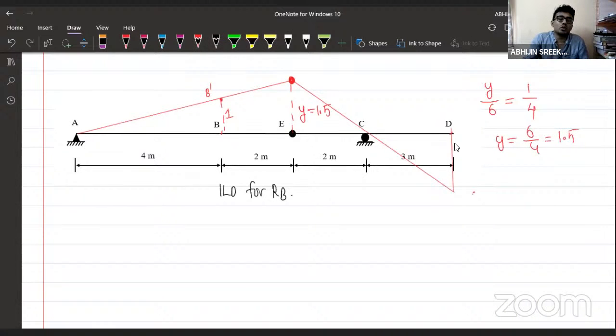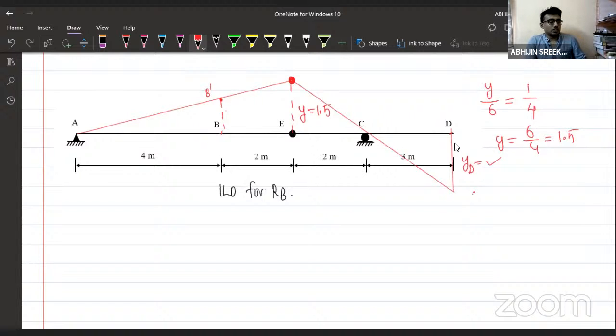Sometimes you will be getting questions like this. What is the ratio of the ordinates at the point B and E in the influence line diagram for reaction at B? This kind of questions are also possible. You can find and tell me what is the ordinate here at that point D.